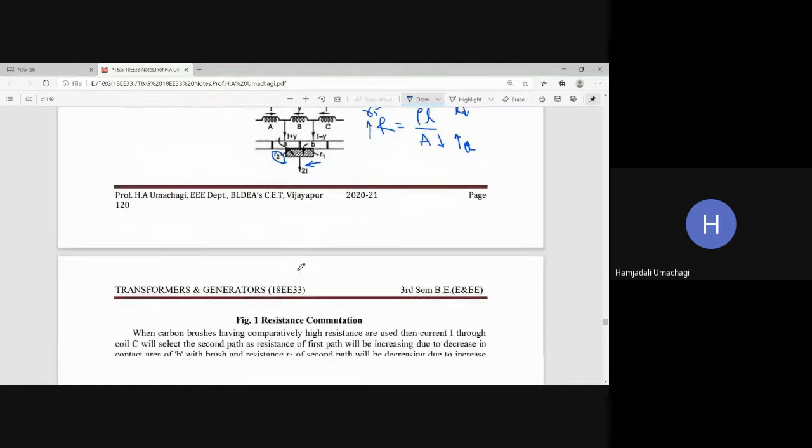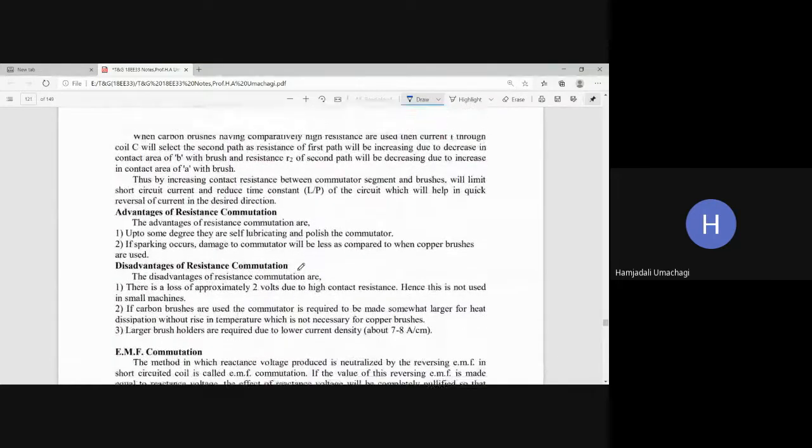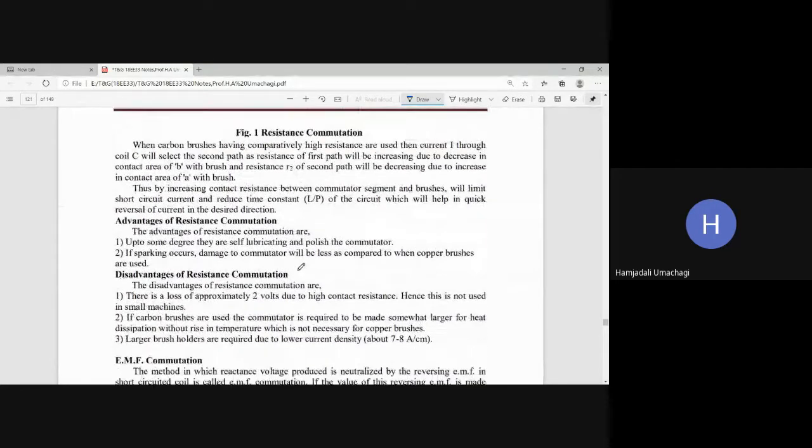Now we will see the next type of concept, but before going to the next concept, there are also some advantages and disadvantages of resistance commutation. Let us see here. Advantages of resistance commutation: first one, up to some degree they are self lubricating and polish the commutator. So when the brush glides over the commutator, it provides some lubrication facility.